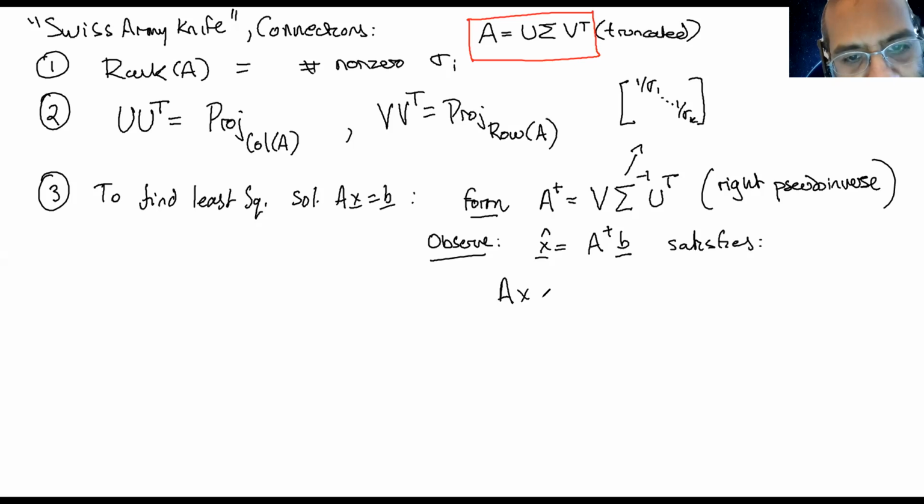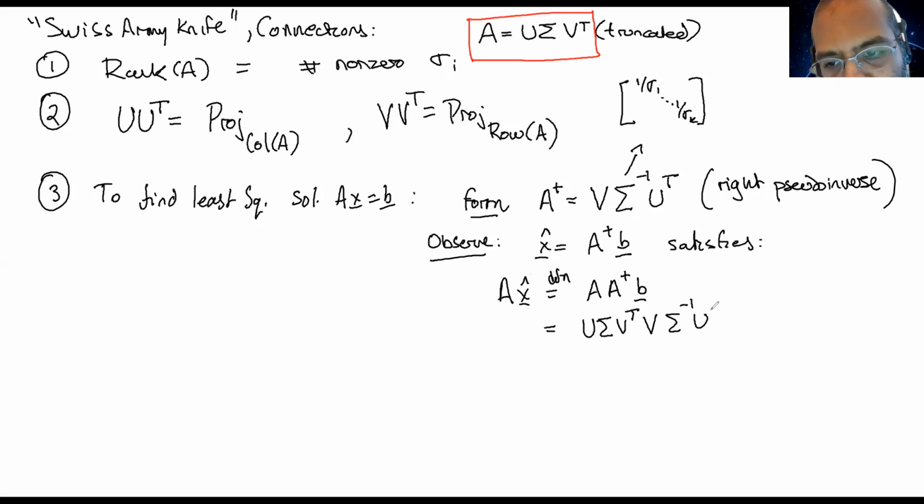Well, x hat equals A pseudo inverse B. That's the definition, right? Now what is that? So A is U sigma V transpose. A pseudo inverse is V sigma inverse U transpose, times V, right?